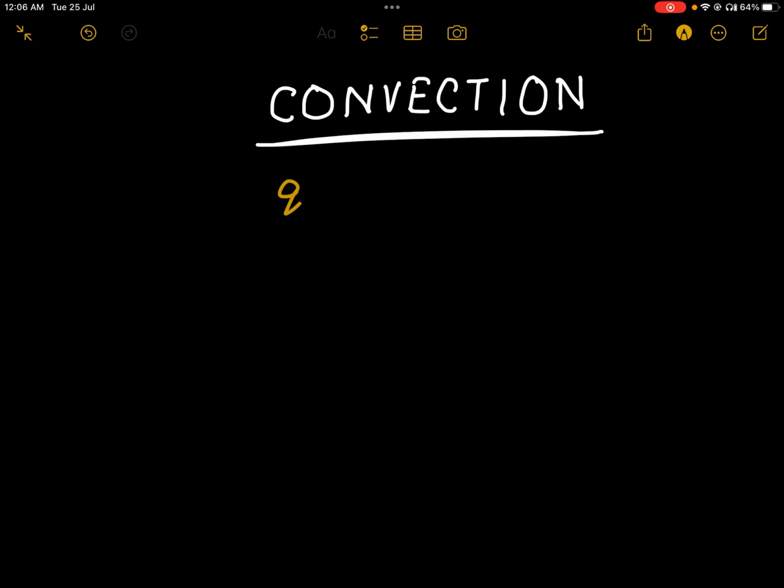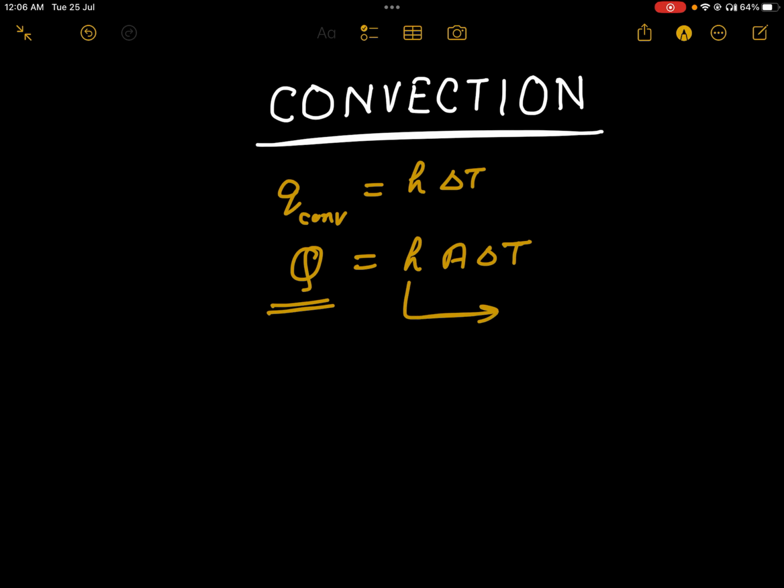That is the heat transfer Q convection. Q convection is equal to H delta T. Actually, this is the heat flux, means heat transfer per unit area. So, capital Q we can write as H A delta T. So, in any medium, if we want to find out what is the heat transfer through convection, we have to find out the H, heat transfer coefficient in that medium.